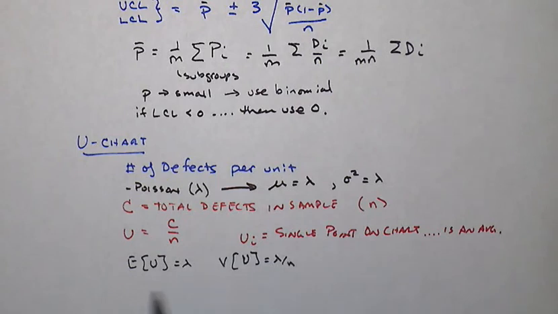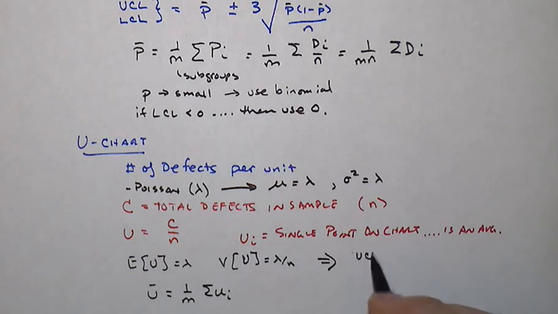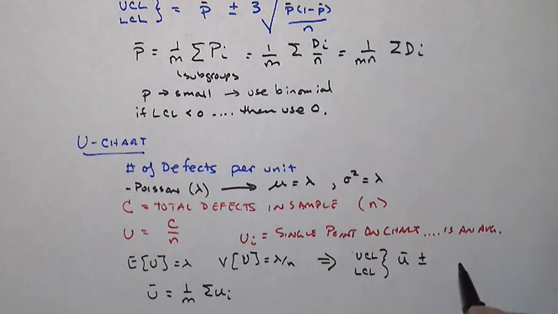Then our u bar, our estimate of our long-term average, is going to be the sum of those divided by our m, our number of subgroups. And for our upper and lower control limits, we end up with something similar to what we saw above with the p charts: u bar plus or minus 3 times the square root of u bar divided by n. And again, if you want to create those zones, you just go 3, 2, and 1.